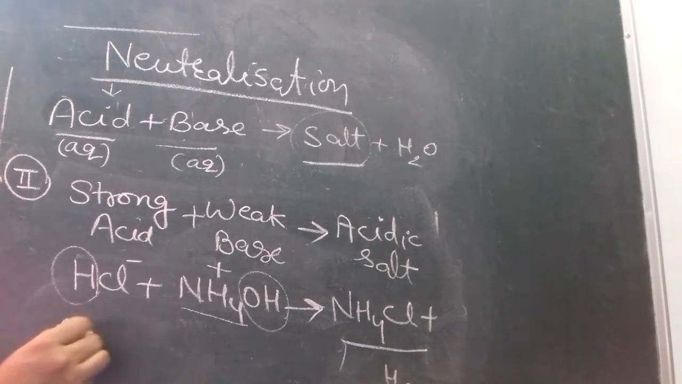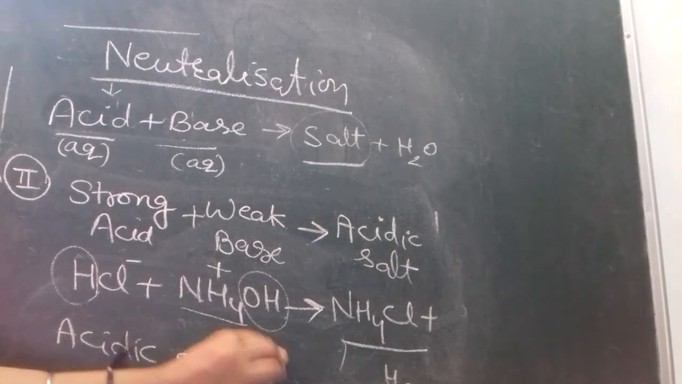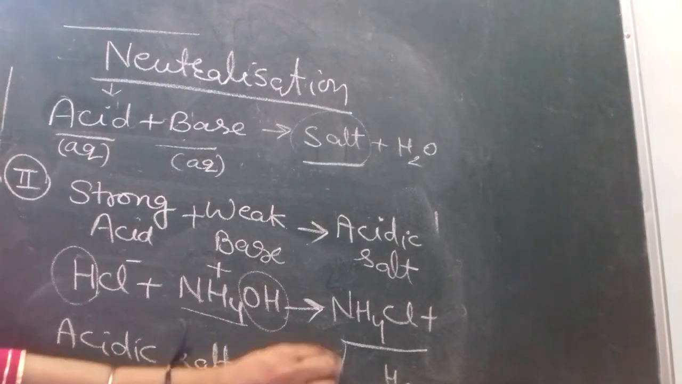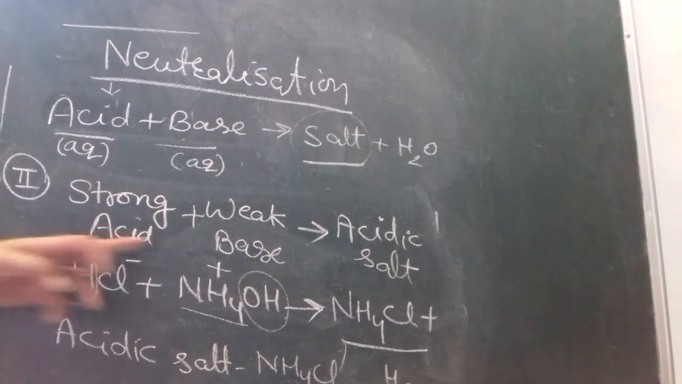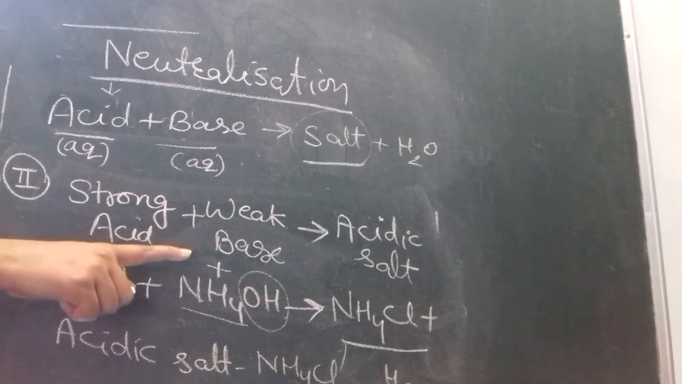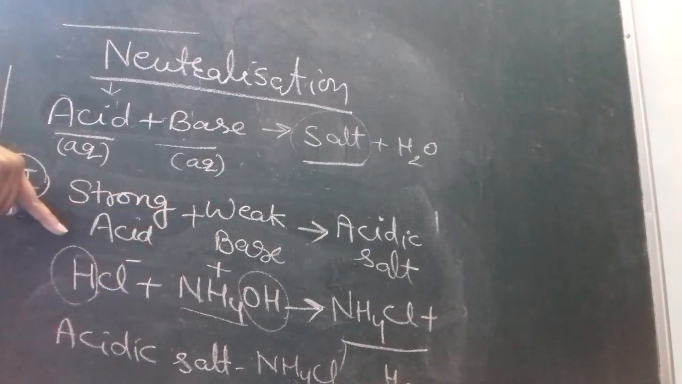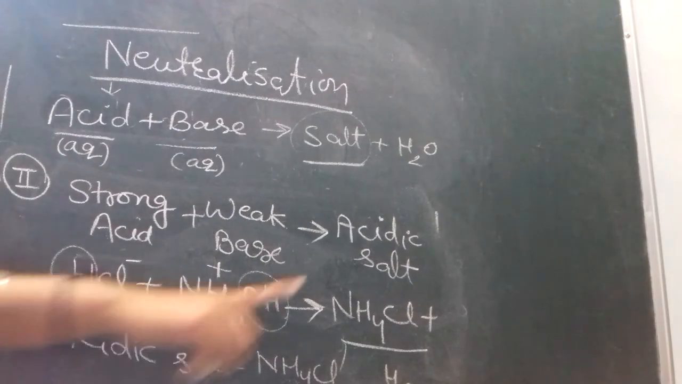And why? As we have discussed, because acid is strong. Ammonium chloride will be acidic salt because base is weak and acid is strong. Okay, and weak base does not completely ionize in water. This is another reason of this reaction. And strong acid will completely ionize in water. So strong acid and weak base combine with each other and make an acidic salt.